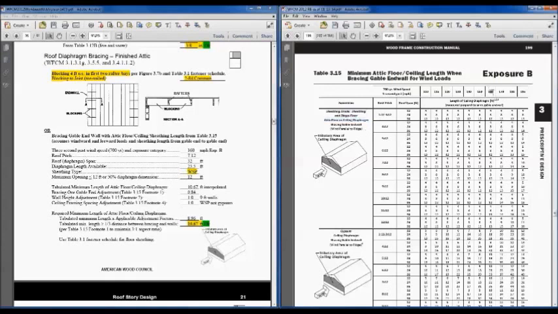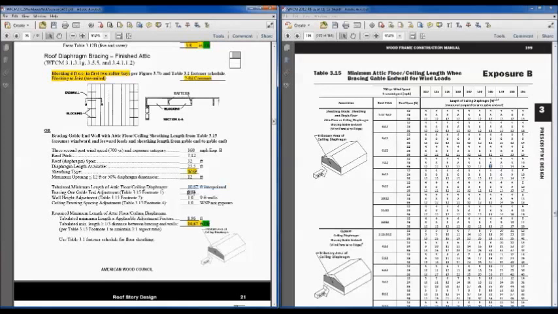And so we've got our wind speeds here. We've got our roof pitch here. We've got our roof span, which in our case we're going to interpolate between 24 and 36 feet. So we come over here and see that we're going to have to interpolate between 8 and 12 feet. And so we've done that interpolation for you over here, and that's 10.67 feet.